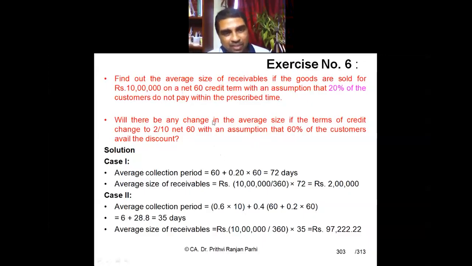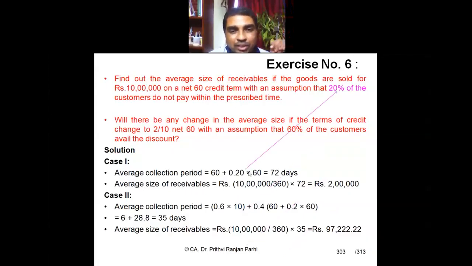Average collection period is 60 days, but since some of the customers are not paying within these 60 days, our average collection period is increasing. How many people are not paying? 20%. So 60 is the collection period, but it will be increased by 20% of the 60 because some people are not paying on time. So 72 days. And average size of receivables: our annual sales is 10 lakh, 10 lakh divided by 360 into 72 days. So 2 lakh is the average size of receivables.